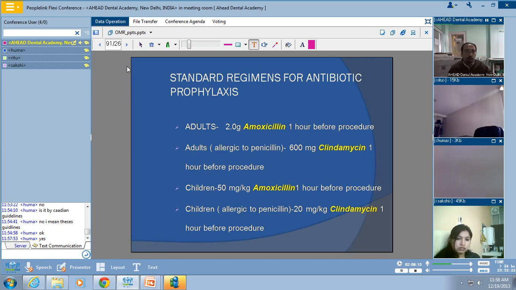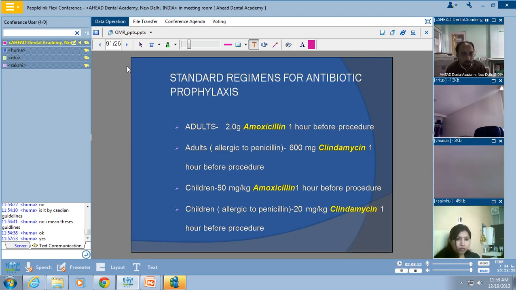I will repeat the question slowly. You gave an appointment to a patient for an extraction at 10 o'clock. Then you told the patient to take his amoxicillin 2 grams at 9 o'clock, that is 1 hour before the procedure. But due to unforeseen circumstances, the patient reaches at 11 in the morning. That is not at the scheduled time. What will you do? Will you do the procedure or will you re-give the amoxicillin again?